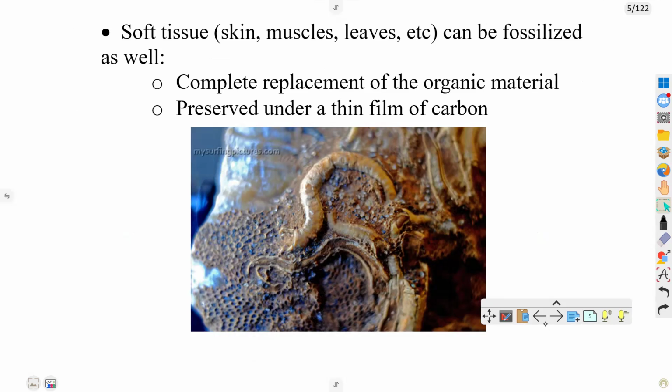Now, soft tissues such as skin, muscles, leaves, and other tissues can be fossilized as well. What we see is a complete replacement of the organic material, and it gets preserved under a very thin film of carbon.